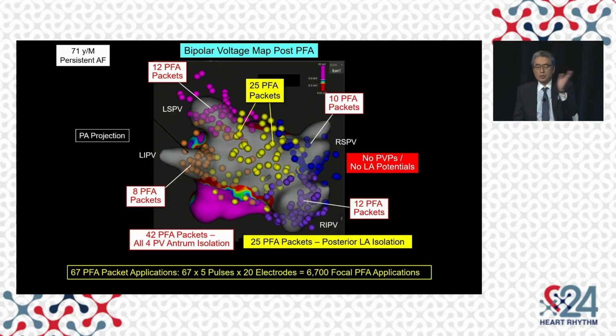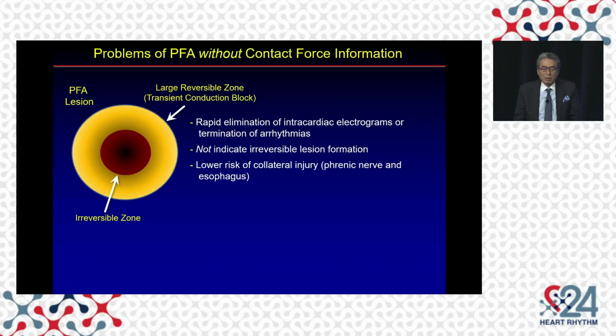After the ablation, all potentials gone. But if you calculate it as focal ablation, 60 times 5 pulses, 20 electrodes, it's about 6,700 focal PFA applications. This calculation may not be accurate, but you can get some sense. We're doing a lot. So the problem is PFA without contact force information. All right, we know that rapid elimination of cardiac electrograms or even termination of tachycardia does not indicate durable lesion formation, unfortunately. Then you might say lower risk of collateral injury, phrenic nerve injury, esophagus injury. We admit it's lower than with RF application.